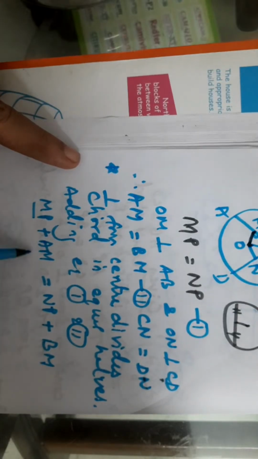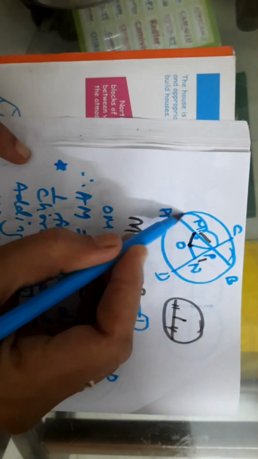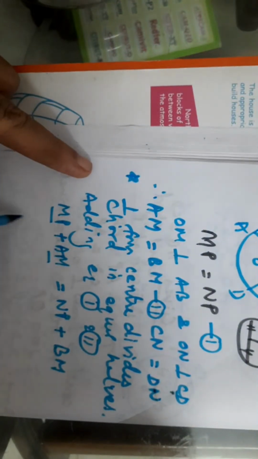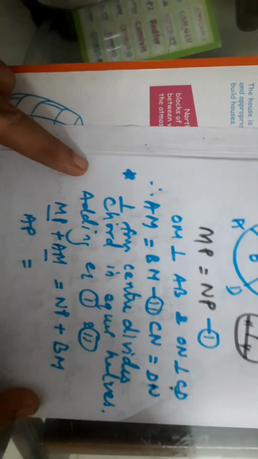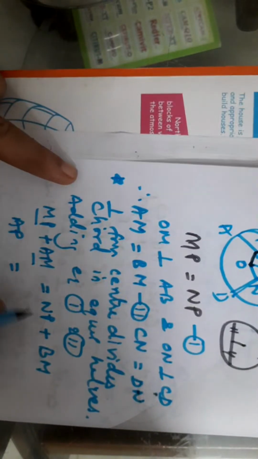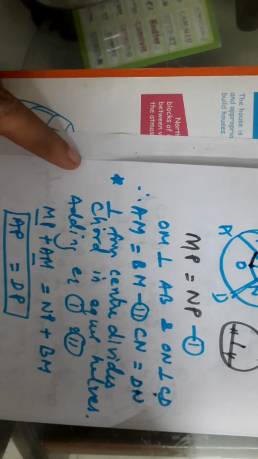What is MP plus AM? MP plus AM is completely AP. So in place of this we can write AP, and the same way by adding these two we can write PD. Here this is what we need to prove for the first case.